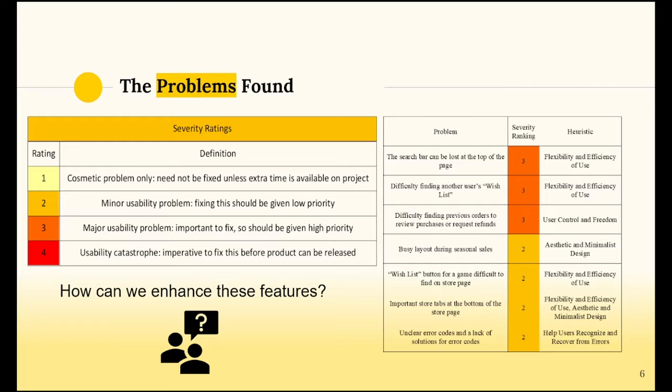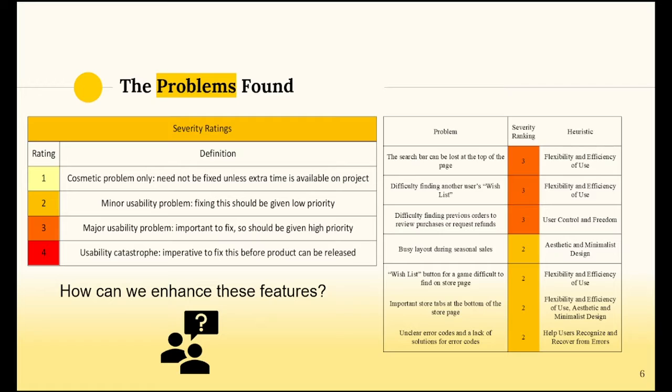Some of the lesser problems that are still important were busy layouts during sales, maybe a little too much going on on the screen and deviating from the usual Steam layout. The wishlist button being difficult to find on the store page, not standing out and not really prompting people to add a game to their wish list so they can get that notification for when it's on sale, or when it's on an even bigger sale than usual. The important tabs being at the bottom of the store page. These tabs include new and popular and upcoming games. You would want to push those a little bit more to the top in order to promote buying those games or even adding them to your wish list.